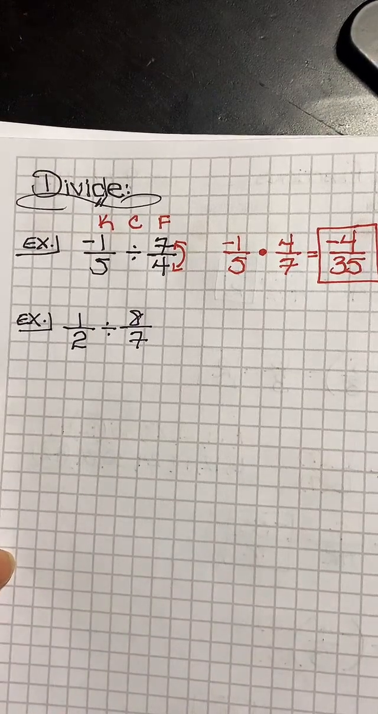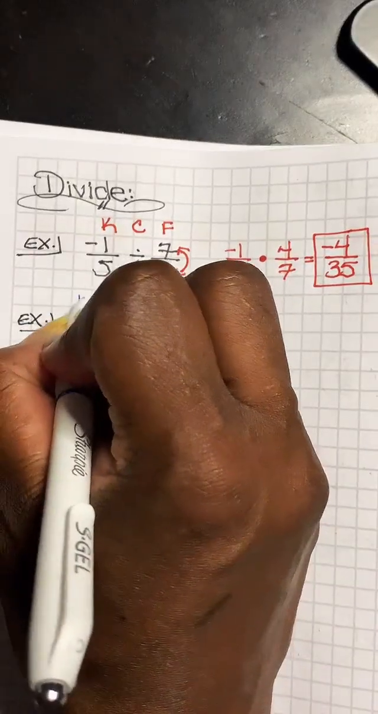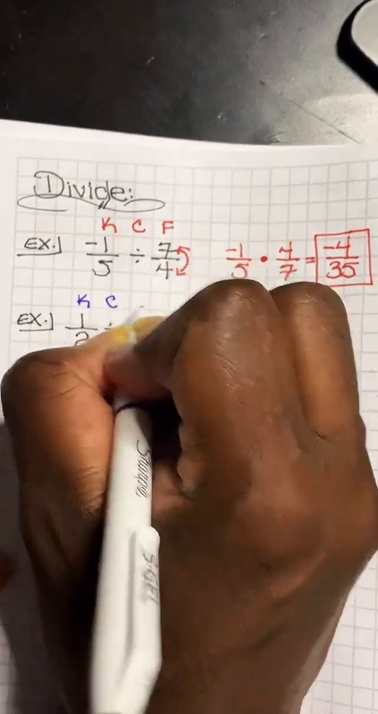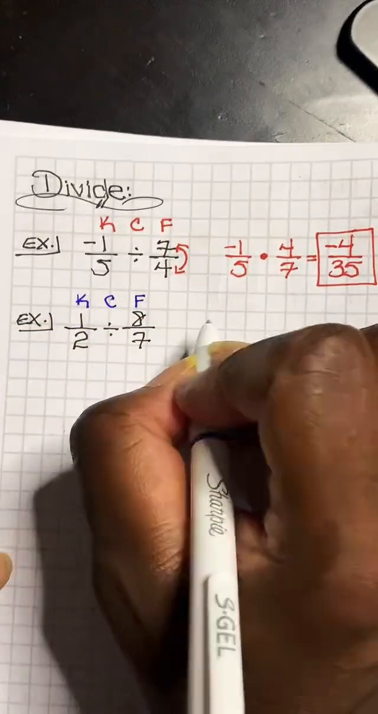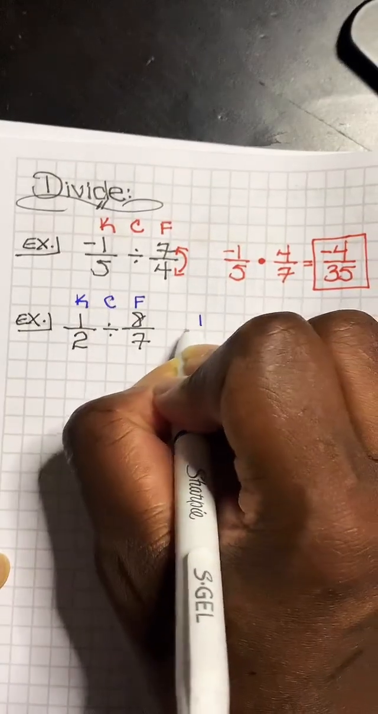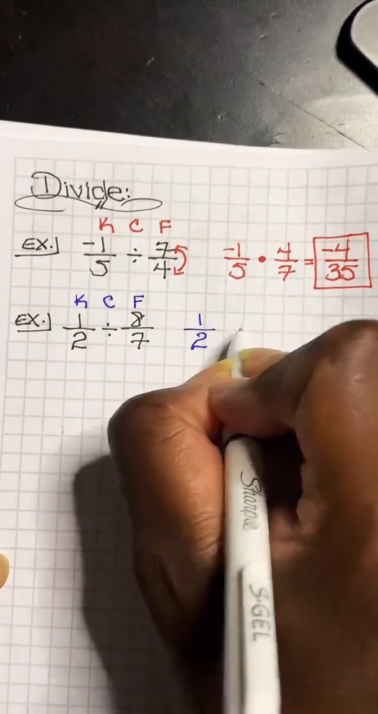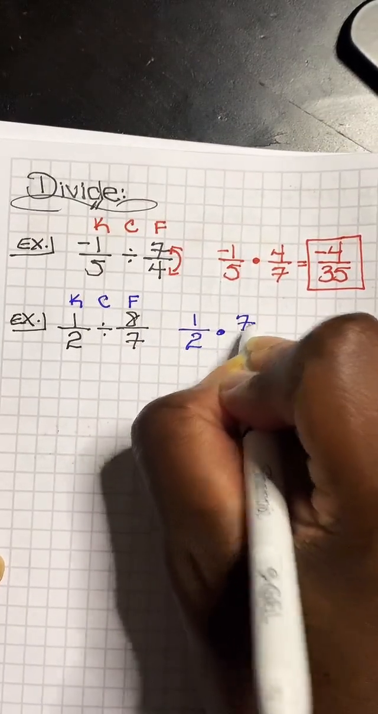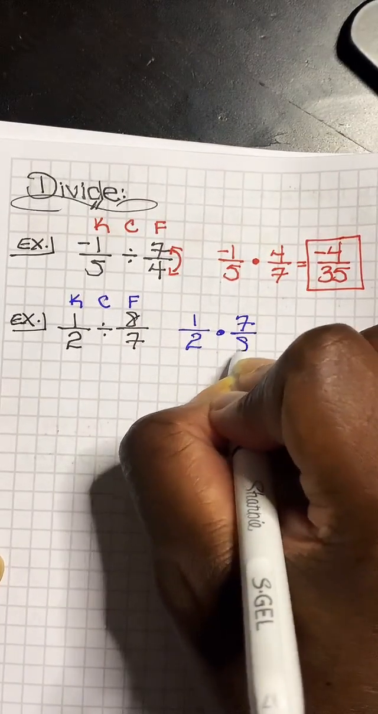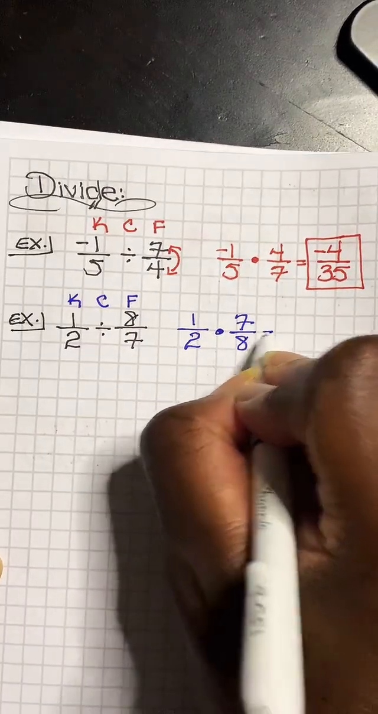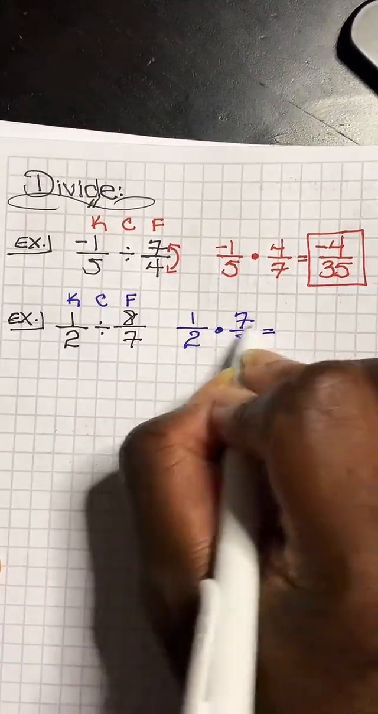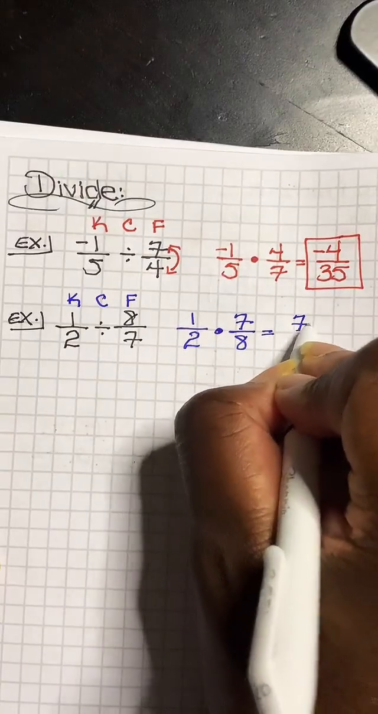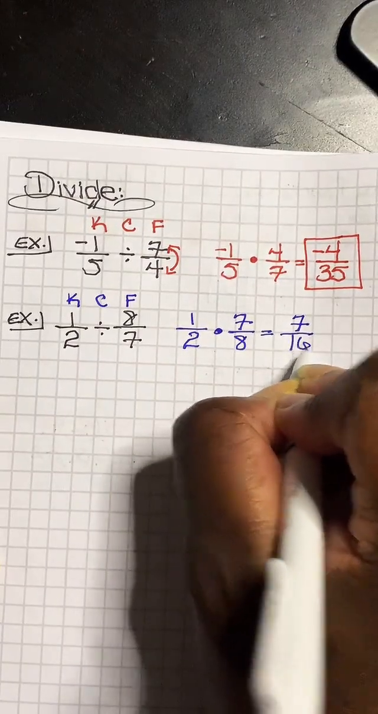So all you're doing is keep, change, flip. You're going to keep your 1/2. You're going to change that division to multiplication. And then you're going to flip the second ratio. All right. Multiply straight across. Got your 7/16.